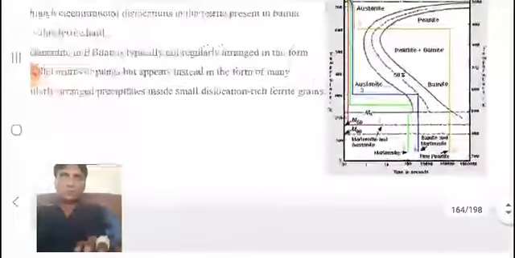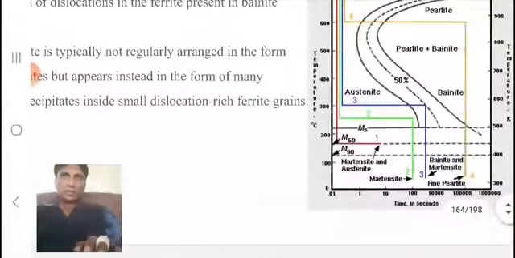So the difference here we can see between isothermal transformation and continuous. In isothermal transformation, we can clearly see that we are holding the steel at a constant temperature and allowing it to continuously transform into the required microstructure, and then we are quenching it to room temperature.